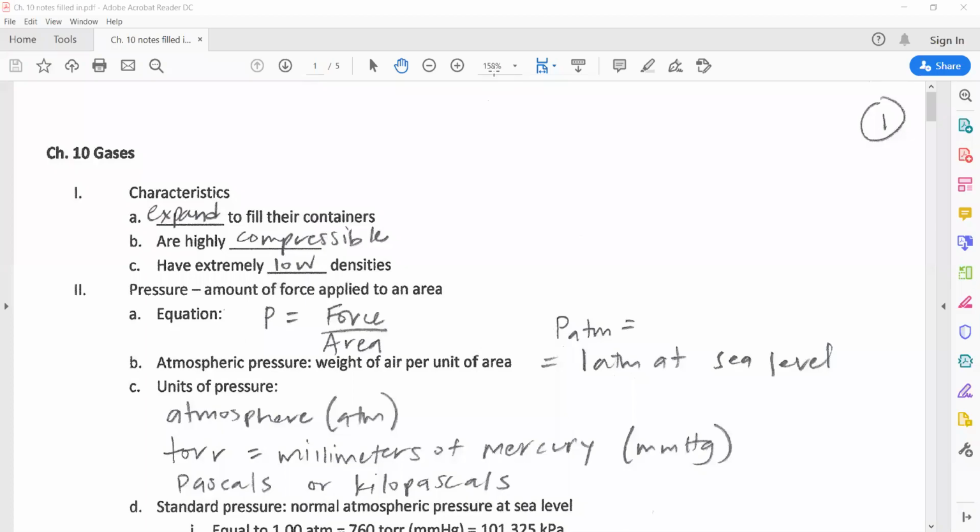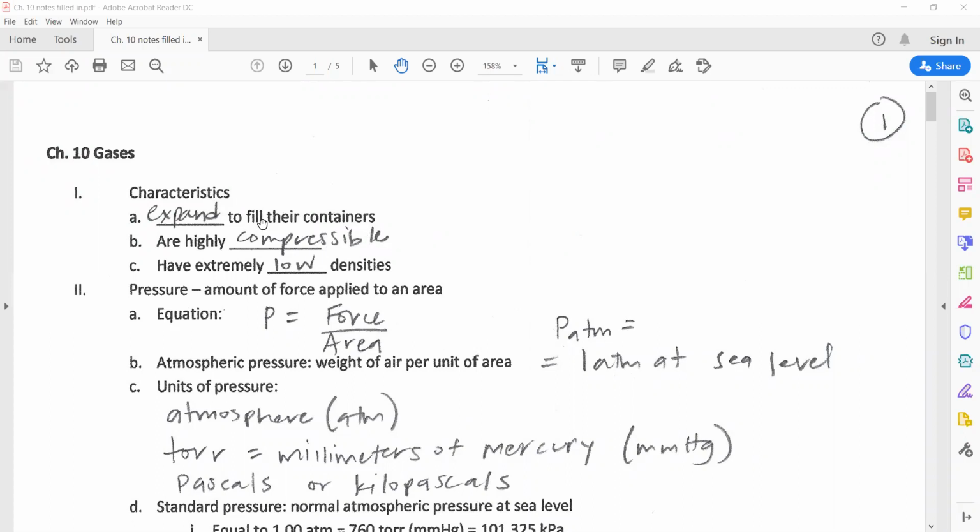This is video 1 for chapter 10 on gases. So what we already know about gases is that their molecules are very spread out. So they expand to fill their containers, meaning whatever volume the container is, that's also understood to be the volume of the gas. So if it's in a 1 liter container, the gas has a volume of 1 liter.